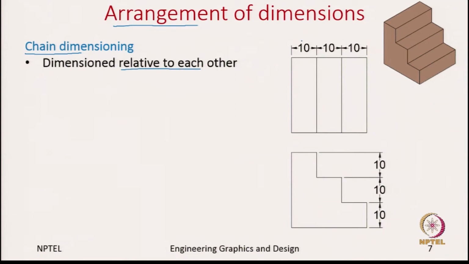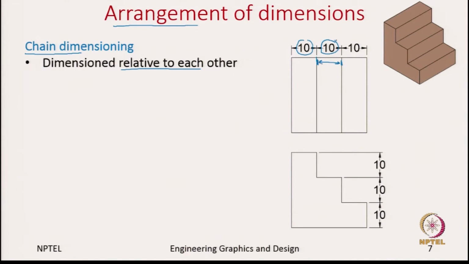So, let us focus on these dimensions of 10. After we are done with this dimension, we have shown this particular feature saying that this is at a distance of 10 to the left edge. Then we are using this feature as a reference for the second. So, for the second dimension of 10, we are using the previous feature as the reference and then showing the new feature, which is this vertical line. So, now we are saying that these two are placed at 10.